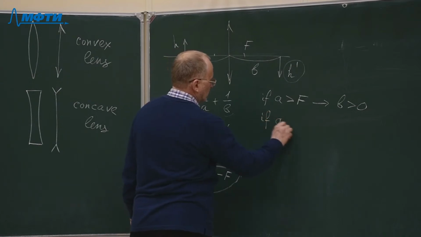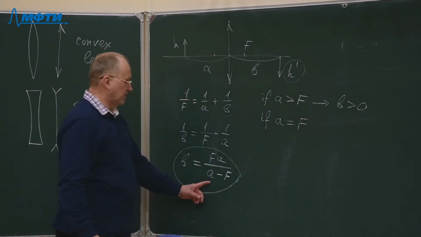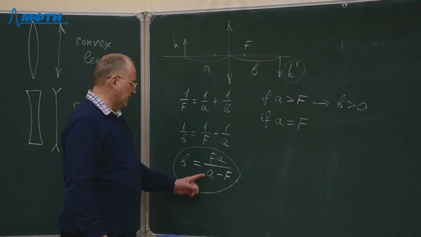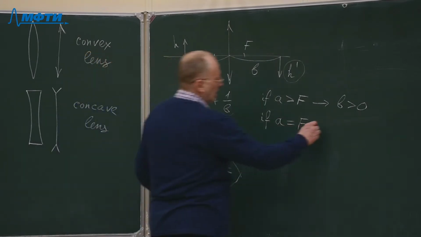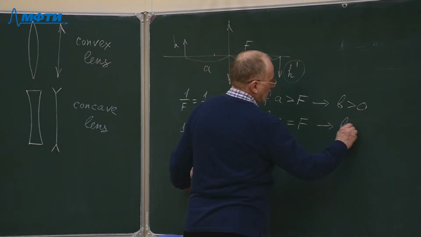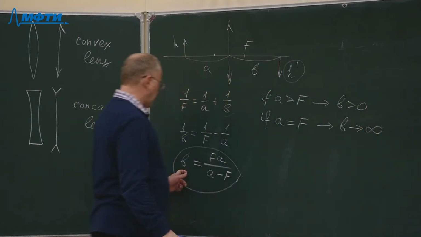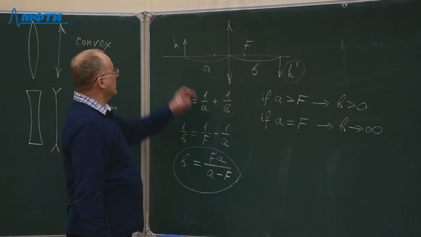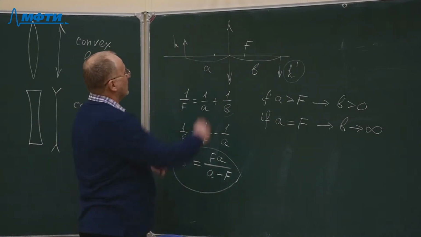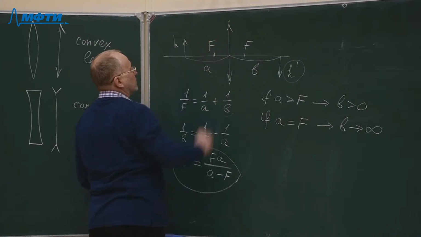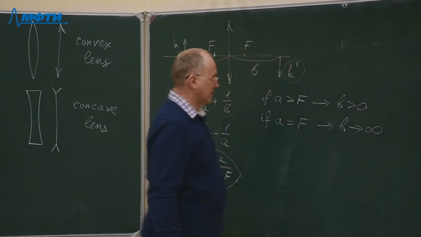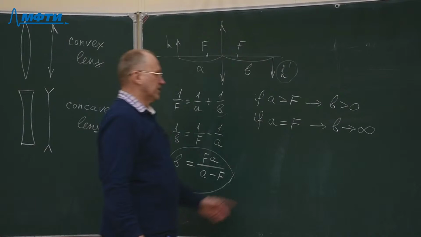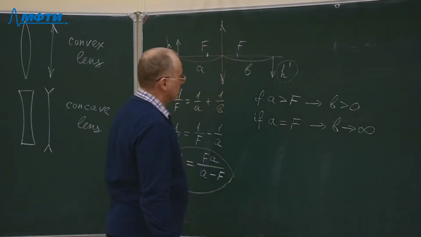Then it's also obvious that if a equals the focal distance, then there will be a 0 in the denominator, and the whole formula will give you an infinite value for b. In this case, b tends to infinity. What does it mean? It means that if the object is placed at the lens focus, then the image will go to infinity and will be somewhere at an infinite distance. Actually, such an image cannot be observed.